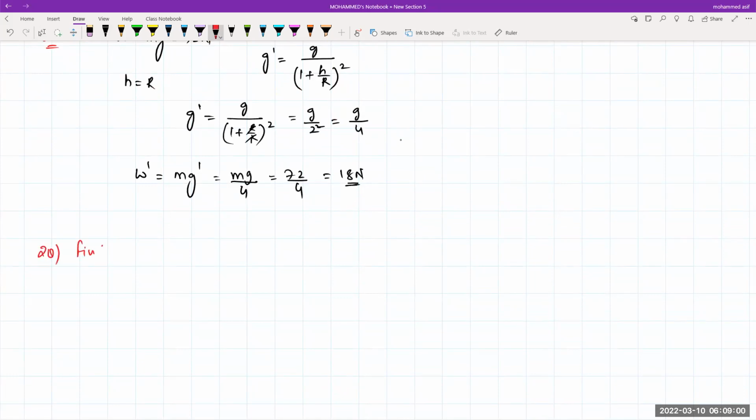Find the gravitational potential at the center of the triangle.